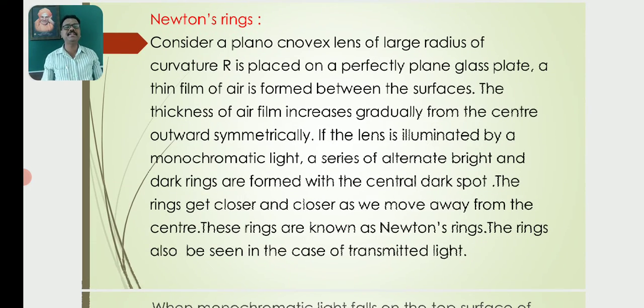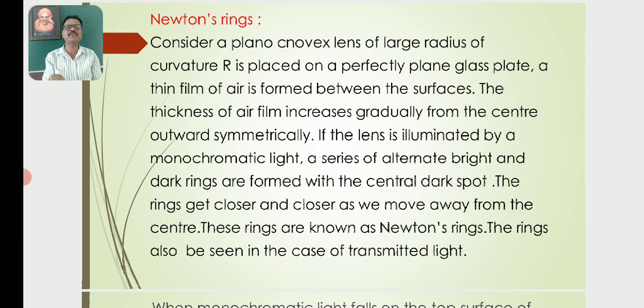Consider a plano convex lens of large radius of curvature R placed on a perfectly plain glass plate. A thin film of air is formed between the surfaces. The thickness of the air film increases gradually from the center outward symmetrically. If the lens is illuminated by monochromatic light, a series of alternate bright and dark rings are formed with the central dark spot. The rings get closer and closer as we move away from the center. These rings are known as Newton's rings.